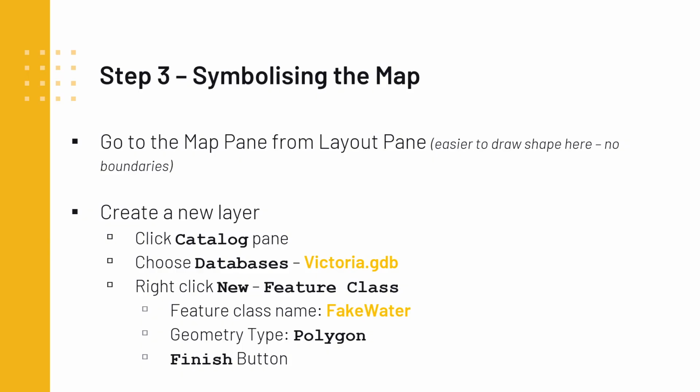Right-click on it, choose New Feature Class from the pop-up. For the feature class name that we're going to create, call it Fake Water. The geometry type should be polygon, and then you can click the Finish button at the bottom.